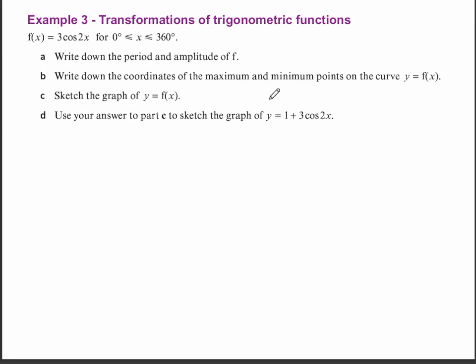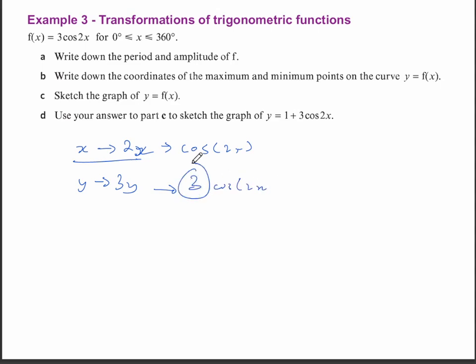The next part, example 3, f of x is 3 cos 2x, and the domain is between 0 and 360 degrees. And we want to write the period and the amplitude of f. Now, let's see what exactly happens with this transformation right here. So firstly, x has turned into 2x, and y has turned into 3y. This we get from the fact that it's now cos of 2x, and this we get from the fact that it is 3 cos of 2x. So this is the main thing that makes it 3y, because you're multiplying by the whole thing. And this 2 gives you that x is going into 2x.